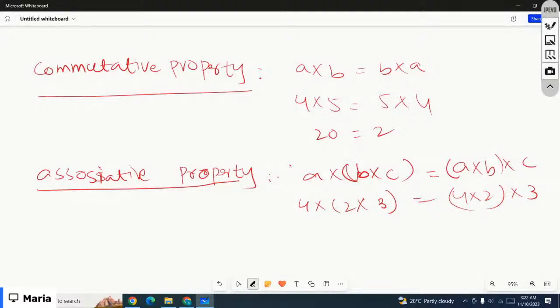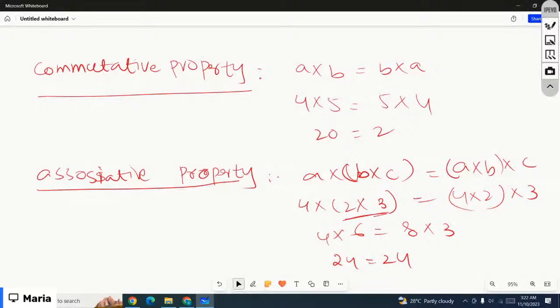Here you have to solve the brackets first. 2 times 3 is 6, so you do 6 times 4. On the other side you have 4 times 2 in the bracket, so you evaluate the bracket first: 4 times 2 is 8, and 8 times 3. So 6 times 4 is 24 and 8 times 3 is 24. See, both sides are exactly equal. So in the associative property, you always involve three numbers. Only the method of evaluation is different, and the numbers on both sides are exactly the same.